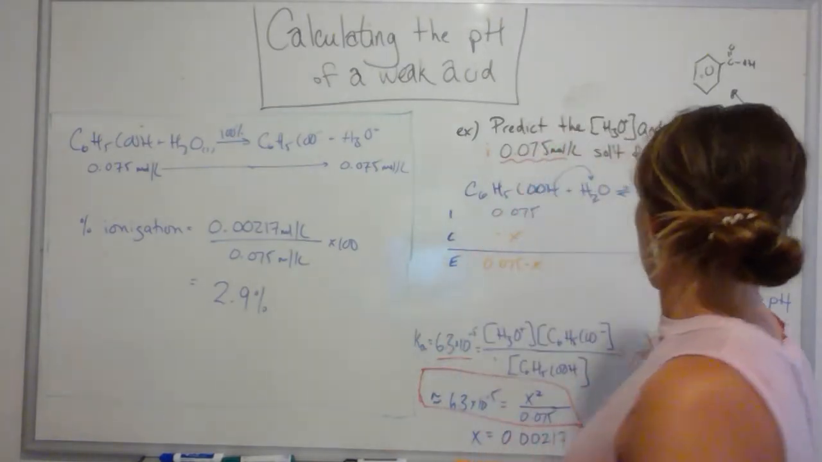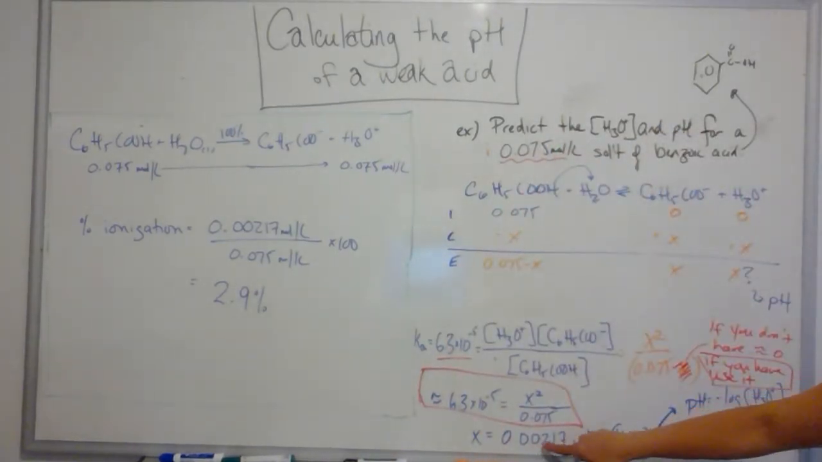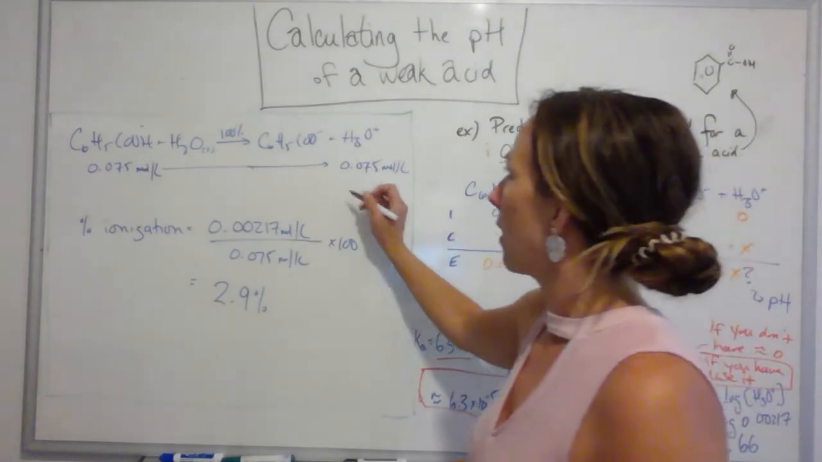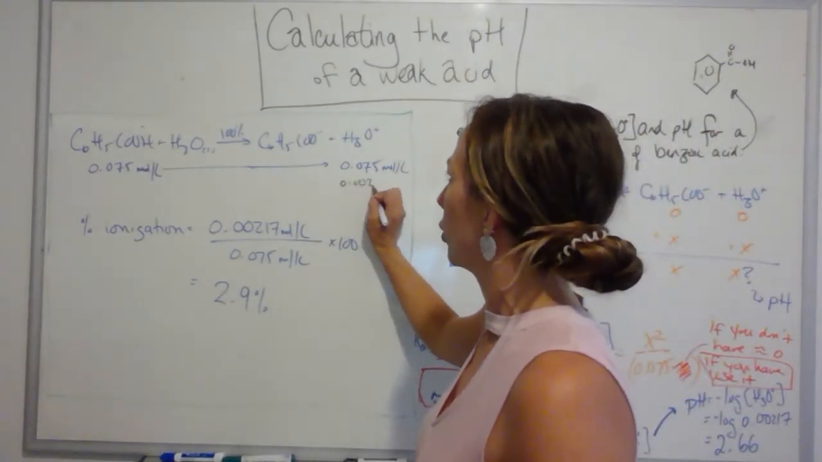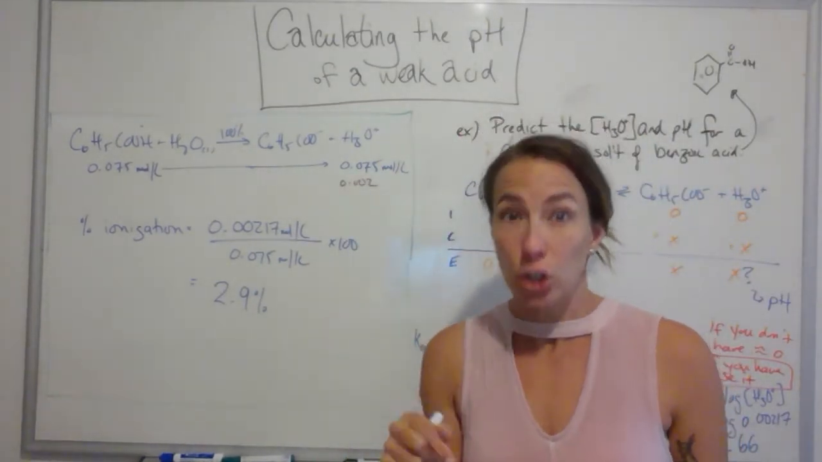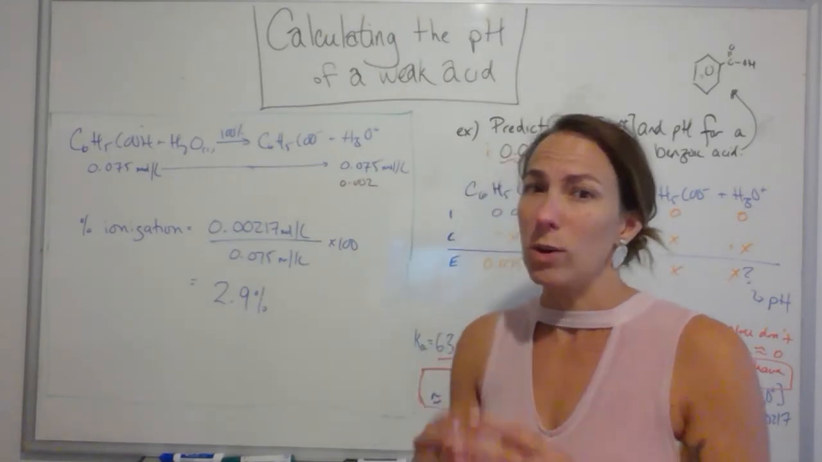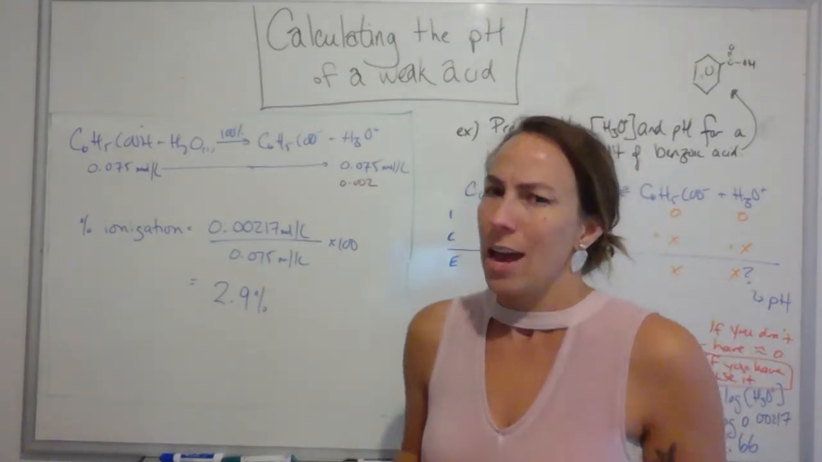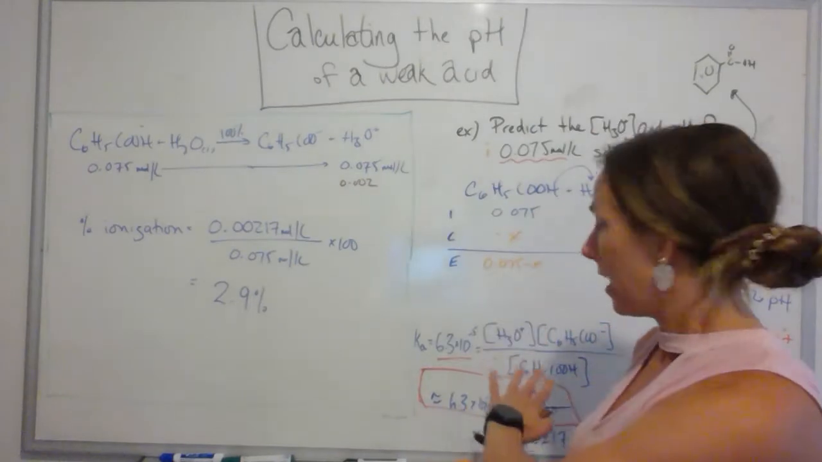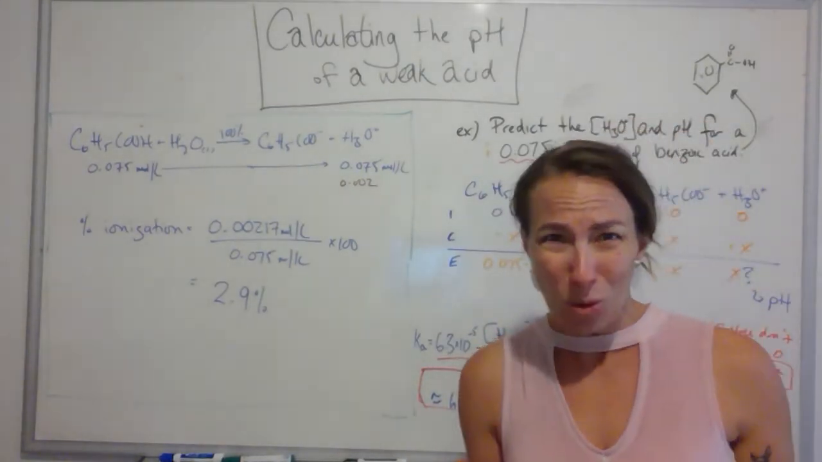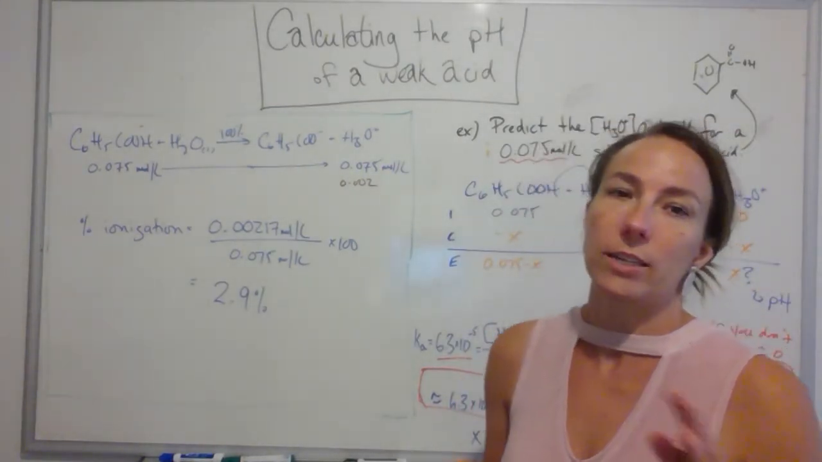But I didn't get 0.075. I got 0.002. So my 75 was actually 0.002. I went from 75 to 2 moles per liter. So in Chem 20, I would have predicted 75. And now I'm saying, no, the Ka value here shows me it's only 2%. Not 2%, I mean only 2.